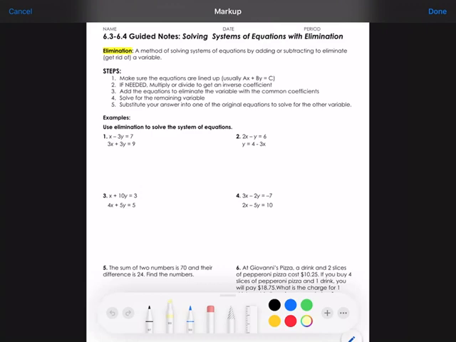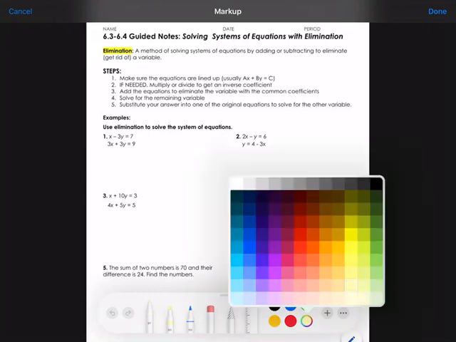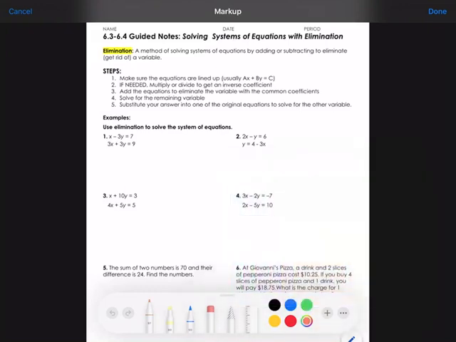So the goal of elimination is to try and eliminate or get rid of one of the variables. And so the steps that we're going to follow to do that are to make sure the equations are lined up. That's our first step. So we want to make sure the equations are lined up with each other so that we can actually get rid of a variable.